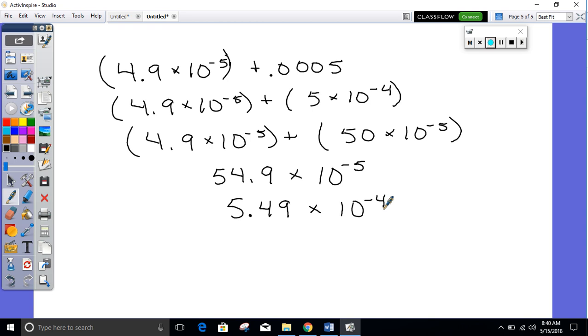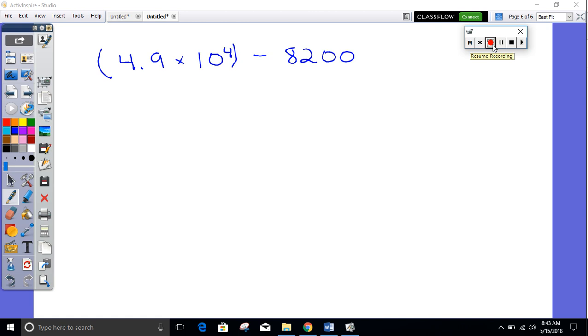One more for you to try, and this will be our last one. I'll write the problem down here at the bottom, and then I'll start a new page after. But this way you guys can copy it down. So 4.9 times 10 to the 4th minus 8,200. All right, so that's your next problem. Go ahead and give it a try. We'll talk about that one. This is our last one. Any volunteers?